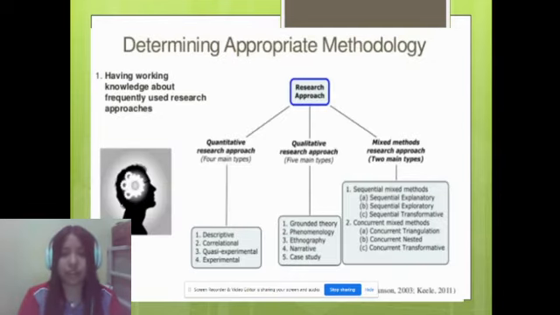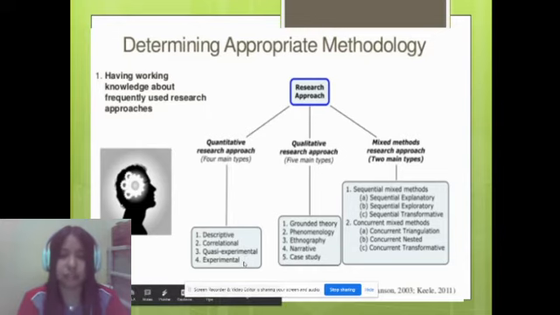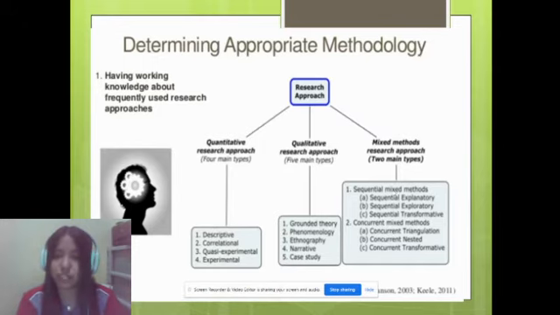So let's have here the different research approaches. So we have the quantitative research approach. We have the four main types: descriptive, correlational, quasi-experimental, experimental. For qualitative research approach, we have grounded theory, phenomenological, ethnography, narrative, and case study. Well, for the mixed method research approach, we have two main types: the sequential mixed method and the concurrent mixed method. And then under sequential mixed method, we have three types: the sequential explanatory, exploratory, and transformative. While for number two, concurrent mixed method, we also have three types: concurrent triangulation, nested, and transformative.